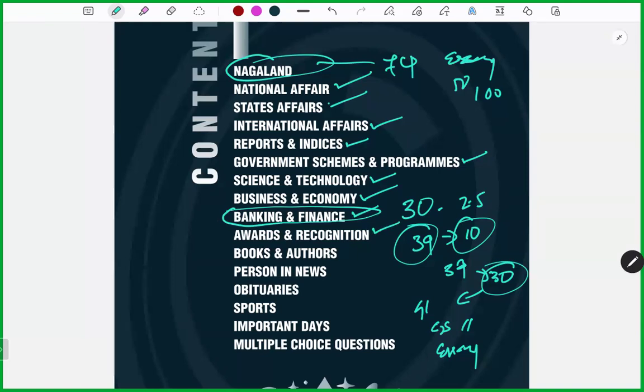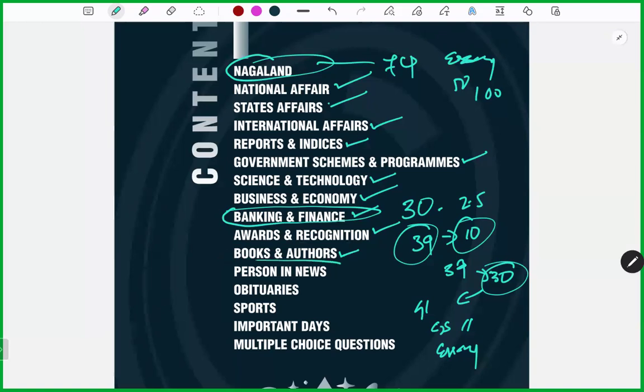Awards and recognition, we have come across a lot of questions on awards and recognition, guys, yes or no? Yes, sir. Top books and authors, we have come across one book and author. Most of the time they do not ask, but they also ask sometimes. So don't neglect anything, just read everything.